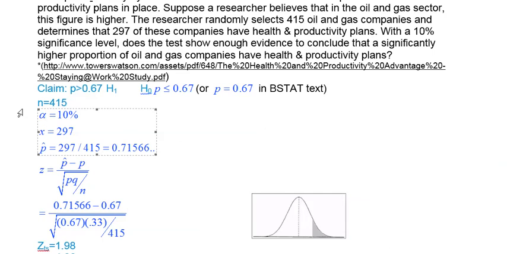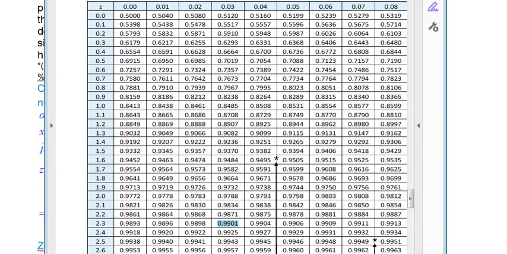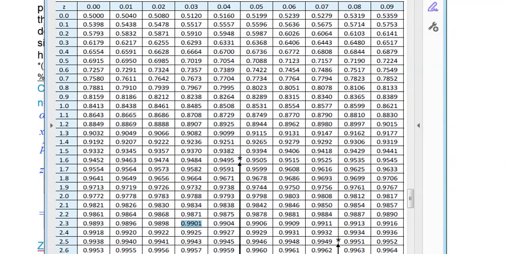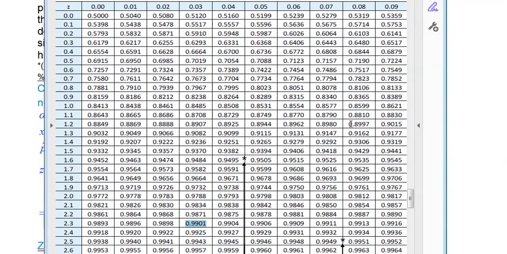So for our critical value, we said 10% there. This time we're looking for as close to 0.90 as we can get. So that's going to be our closest value. Oh, I'm a little off the screen here. No wonder I'm having trouble finding it. So there's the one that's as close as we can get to 0.90. So 1.28 is our critical value.